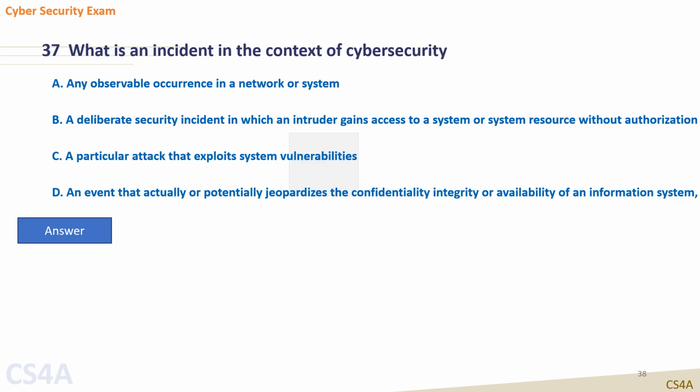Here the question is, what is an incident in the context of cyber security? Okay, the options are: any observable occurrence in the network system. So this is not an incident, this is an event. And the second option is a deliberate security incident in which an intruder gains access to a system. This is intrusion. This is not an incident. And option C is a particular attack that exploits system vulnerabilities. So this is an exploit. This is not an incident. And option D is an event that actually or potentially jeopardizes the confidentiality, integrity, or availability of an information system. This is the correct answer. Option D.